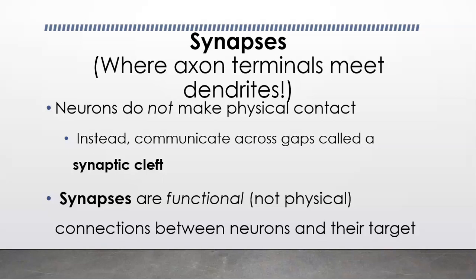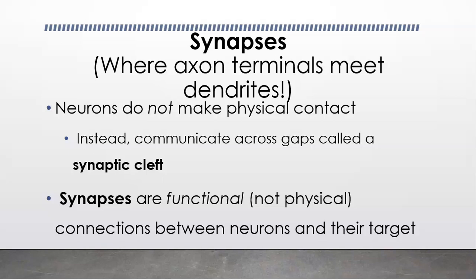So the first thing you're going to want to know is what a synapse is. So a synapse is the connection between two neurons. So this is where the axon terminals of one cell meet the dendrites of another cell. An important thing to note is that neurons do not physically touch each other. There's actually a very small gap in between the terminals and dendrites, and this is what we call a synaptic cleft. I'll sometimes refer to it as the synaptic gap. But the technical term is the synaptic cleft.